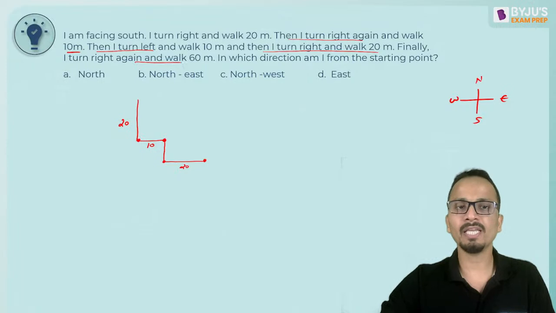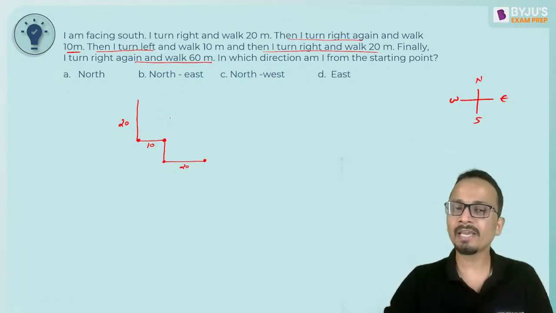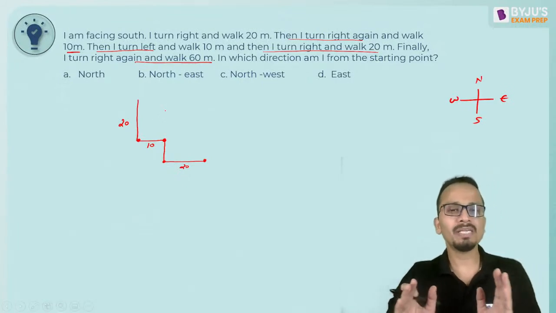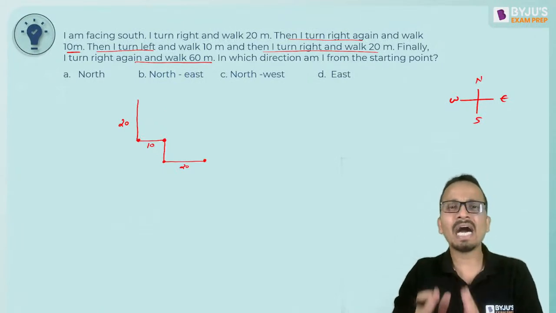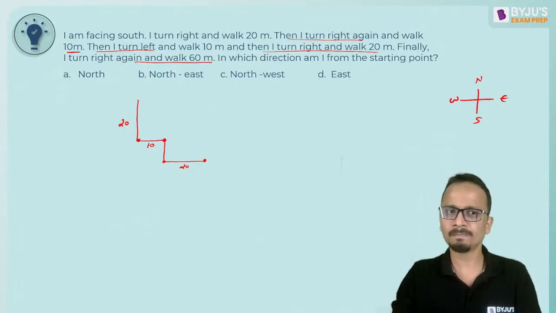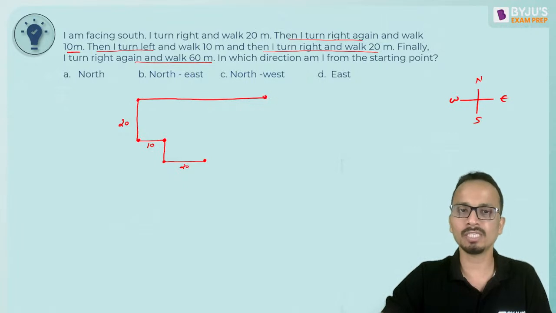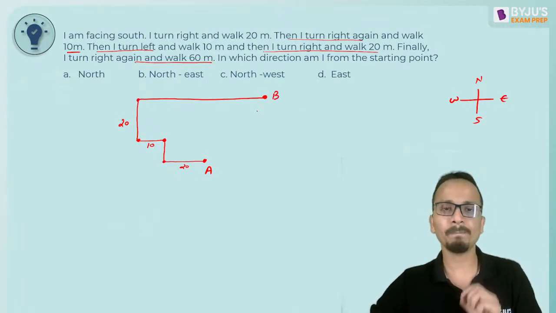Finally, I turn right again and walk 60 meters. Now, the important thing in these type of questions is taking care of a little bit of scaling. So a 10-meter line should look approximately half of a 20-meter line. Okay, fine. So now from this point, I will turn right and walk 60 meters. So 60 meters will cross this portion and will take me to this position. Okay, so I was originally at point A. Now I am standing at point B.